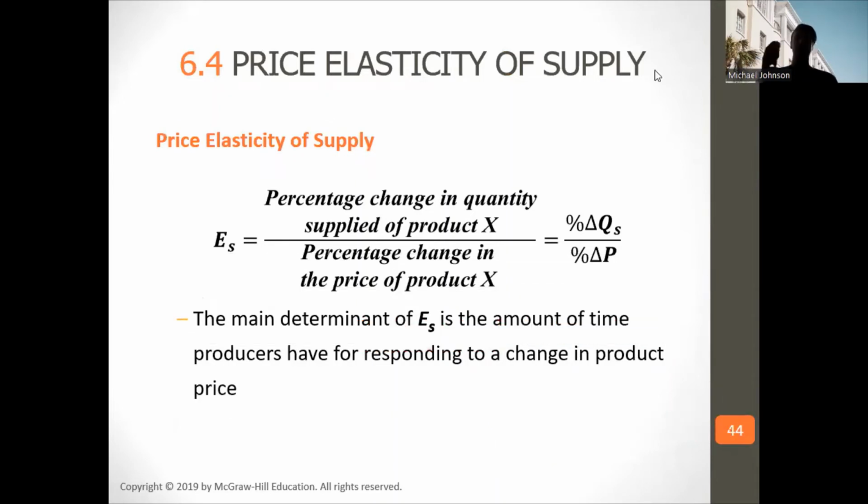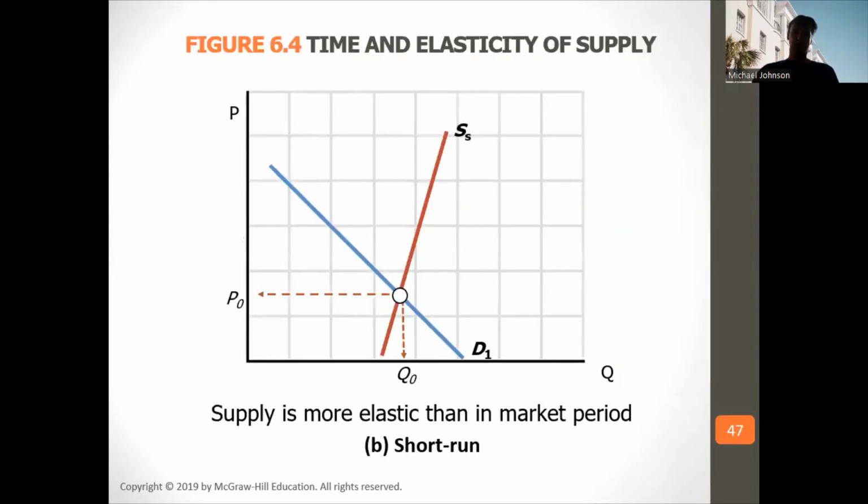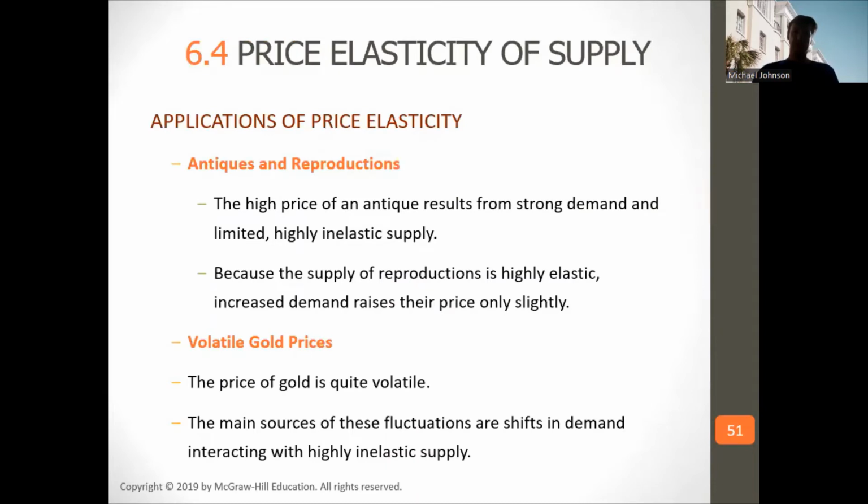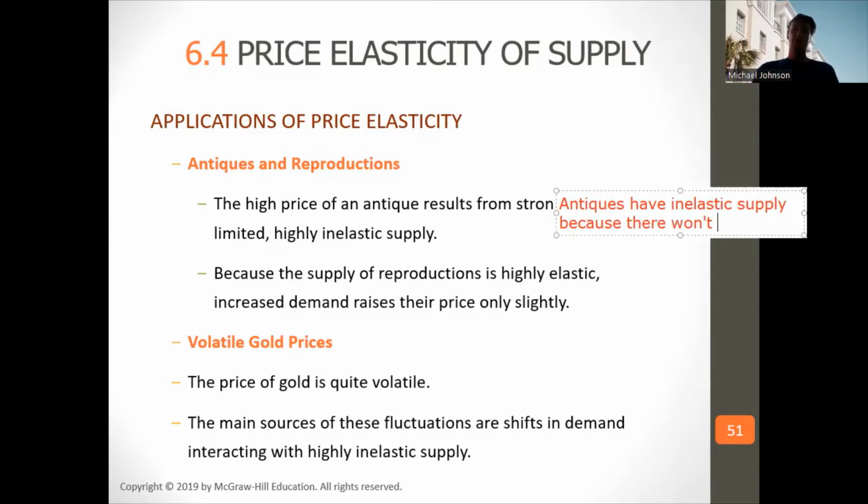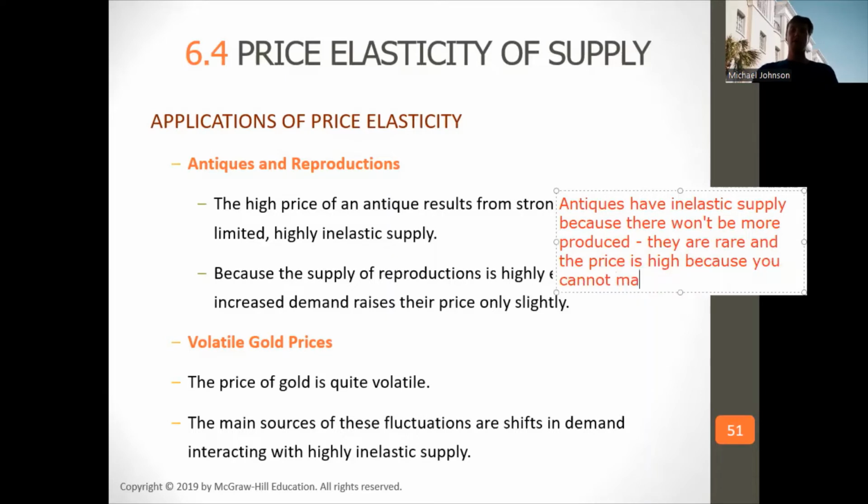Price elasticity of supply is the percentage change in quantity supplied of product X for every percentage change in price of product X. In this case, antiques have inelastic supply because there won't be more produced. They are rare and the price is high because you cannot make more antiques.